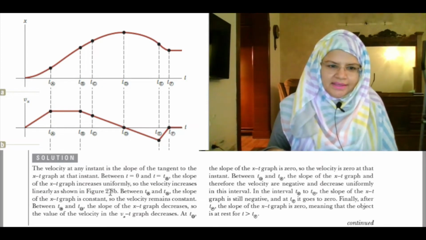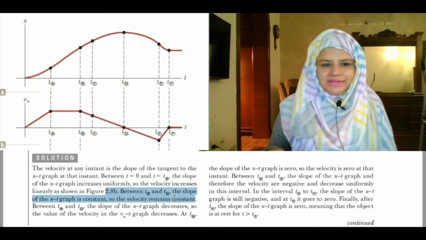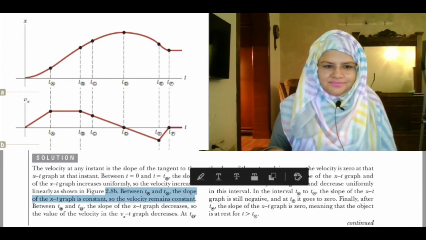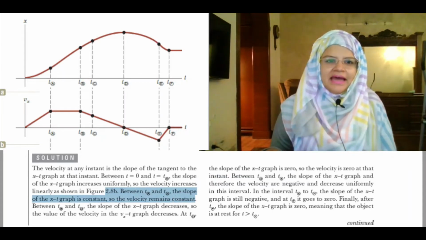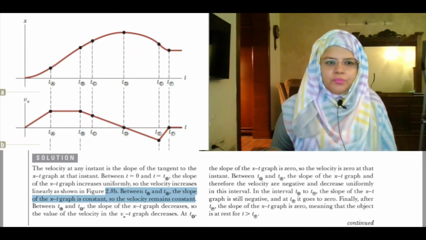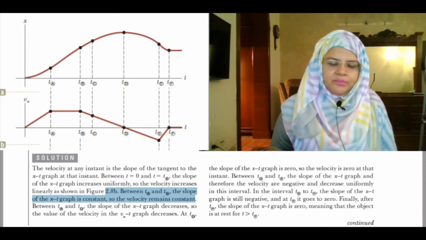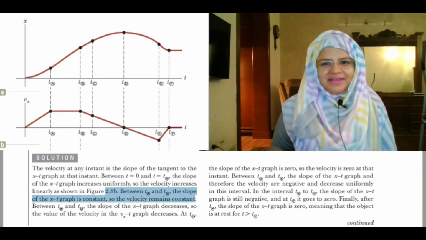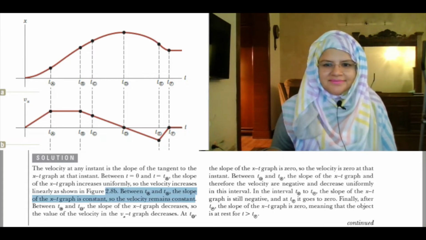Between ta and tb, the slope of the xt graph is constant, so the velocity remains constant. As we can see in figure 2.8a, the position time graph, the slope between the points ta and tb is constant. Therefore, figure 2.8b shows that in the velocity time graph, between the points ta and tb the velocity is constant.